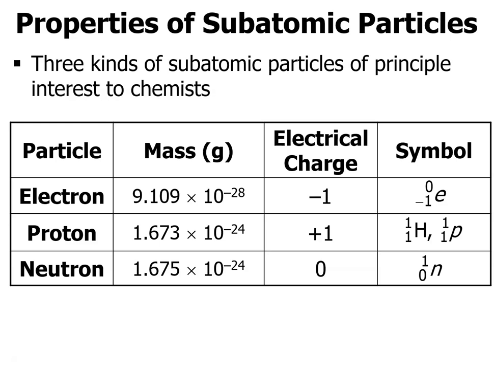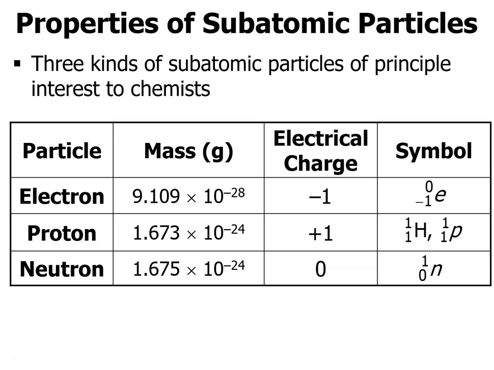So what we know from some of these experiments is there are really 3. We started with an atom, but we actually found out that there are subatomic particles. There are things that atoms are made up of. And there are 3 primary subatomic particles that we need to know for this class and need to understand.